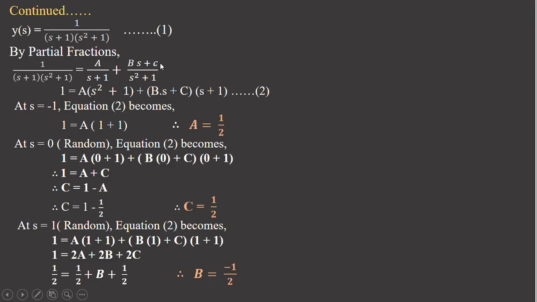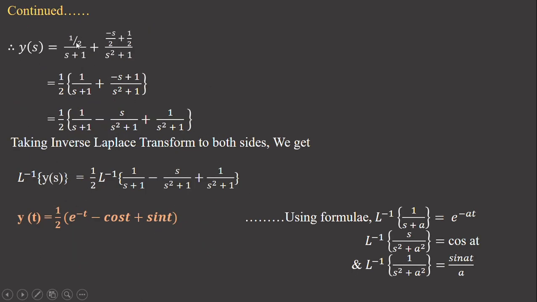A, B and C. So what are the partial fractions? See, the partial fractions are (1 by 2) upon (s + 1), plus (B is minus 1 by 2) s plus (1 by 2) upon s² + 1. Okay, this way you will write partial fractions. Now in the second term, we can separate the denominator here: minus s upon s² + 1, plus 1 upon s² + 1. Half taken common from the whole RHS. Fine. Now for each and every term we have a formula in Laplace inverse.